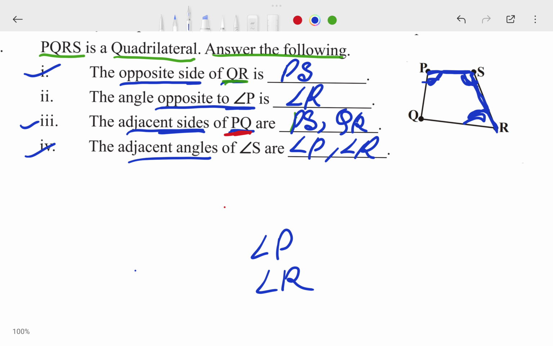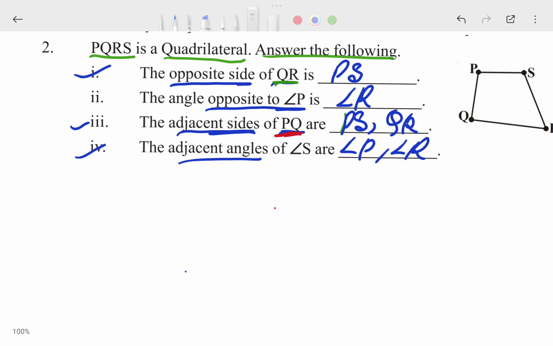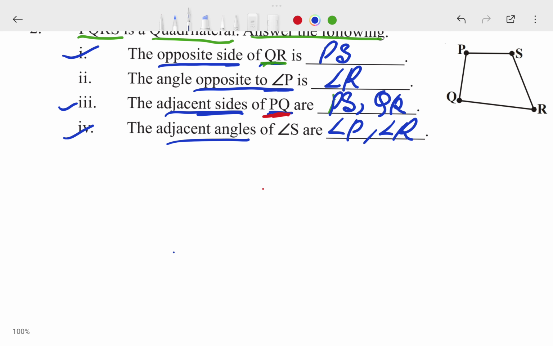Opposite is different, adjacent is different. In adjacent we look at the lines, but in opposite we just see the opposite of that one. Okay, is it clear? If you have a doubt, sir, why is this not understood, then I will take another example.